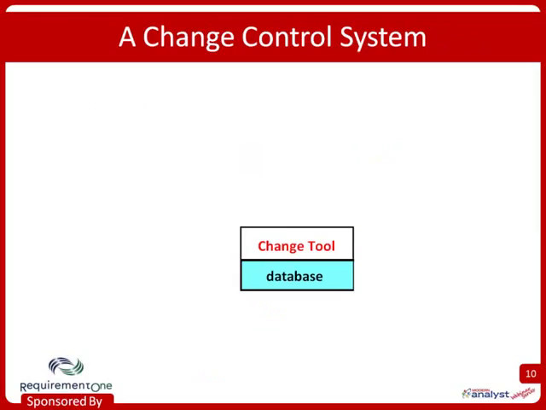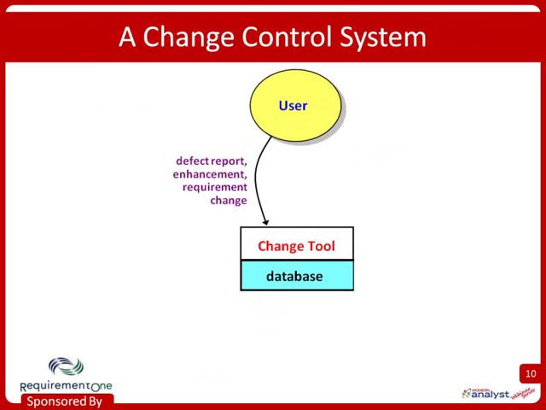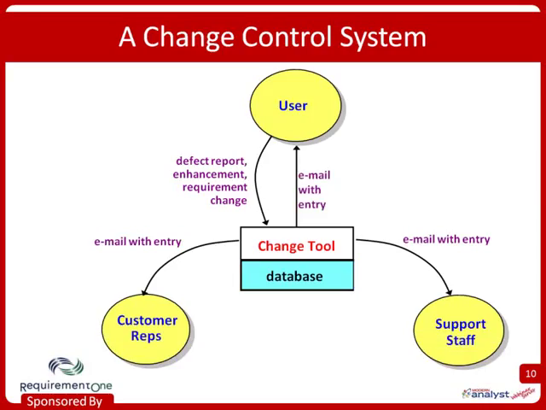So this kind of shows how a typical change control system works. And basically, they all work along this way. You've got some kind of a tool that people can use to submit the change request that gets stored in some sort of a database. So a user can submit maybe a bug report or an enhancement request or a change in requirements. And once it's stored into the tool, that gets emailed off to appropriate people.